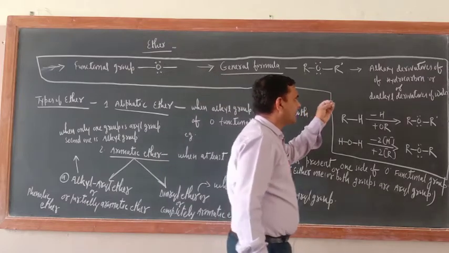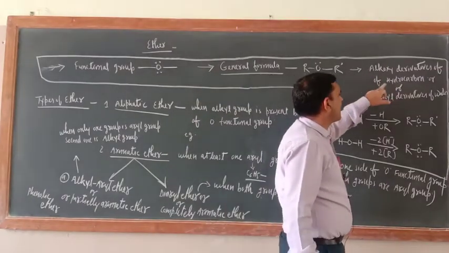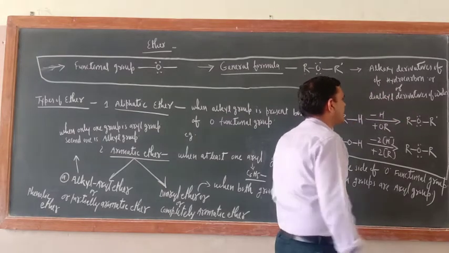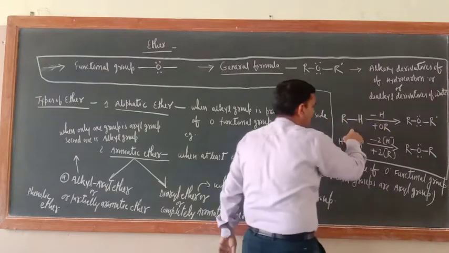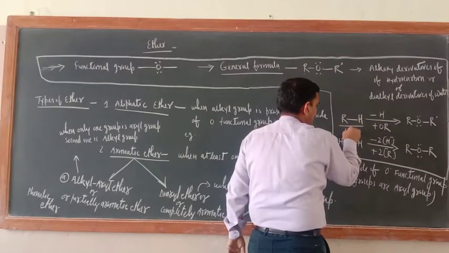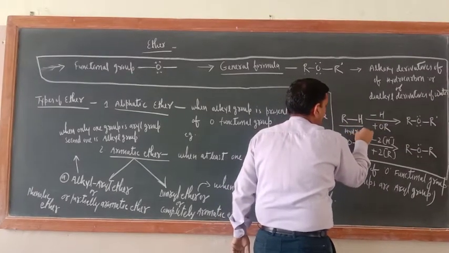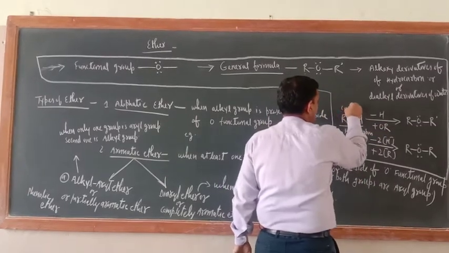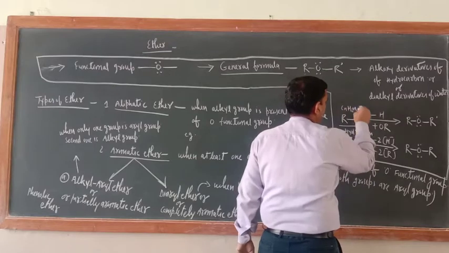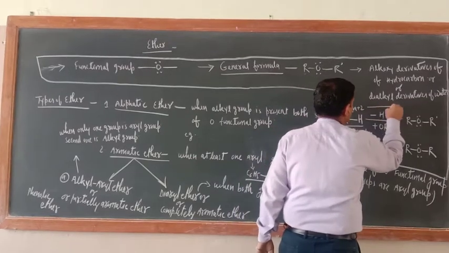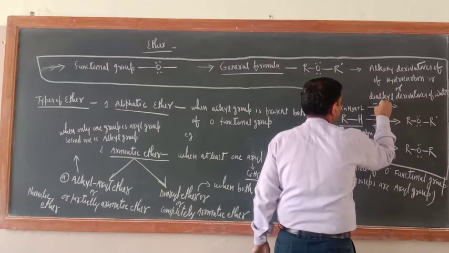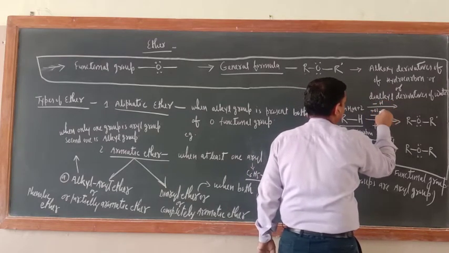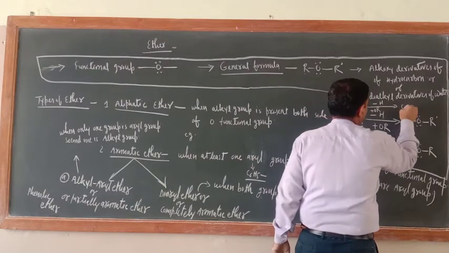Now what is the definition of ether? Alkoxy derivatives of hydrocarbon or dialkyl derivatives of water. Okay, just see. Both I wrote here. What is this one? This is hydrocarbon, alkane. You can write like that also. CnH2n+2 minus 1H plus here OR. So here what you will get?